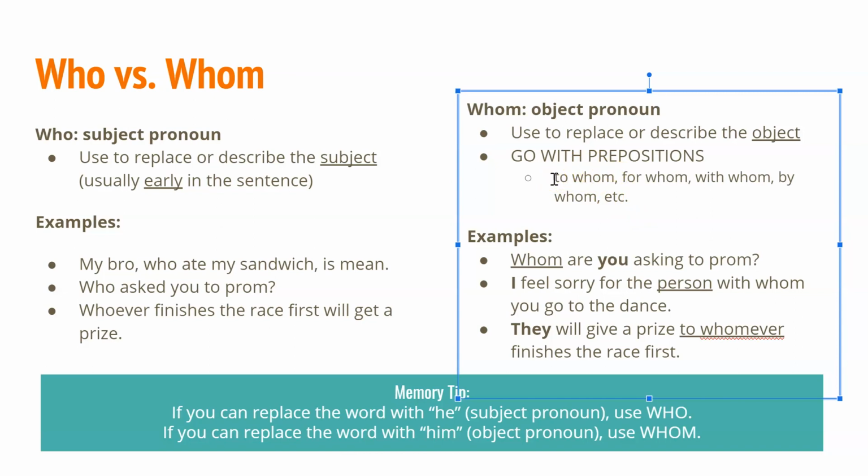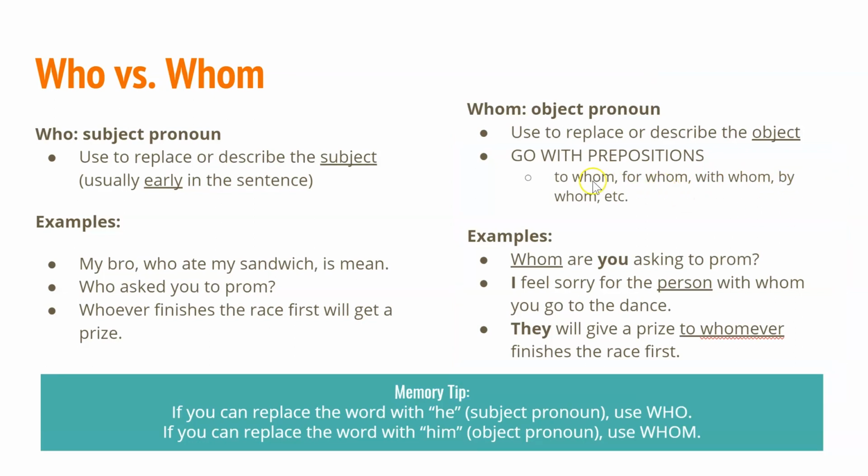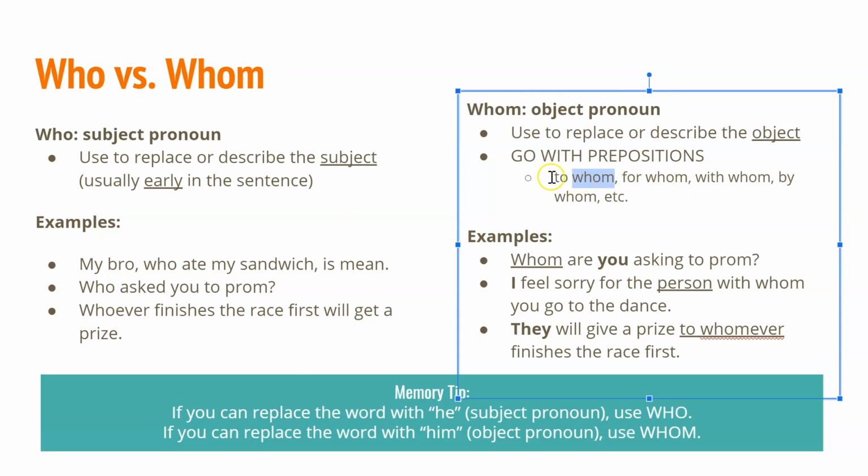Ooh, we already talked about prepositions in this lesson. Remember we talked about to, for, with, by, etc.? Well, the word whom goes with prepositions. To whom, for whom, with whom, by whom, etc. Okay? So I feel sorry for the person with whom you go to the dance.